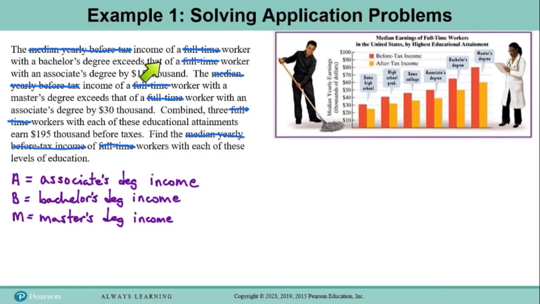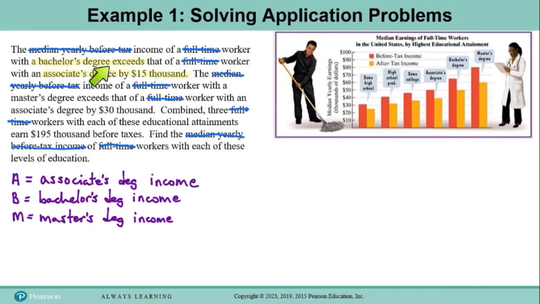So the income of a worker with a bachelor's degree, that's represented by the variable B, exceeds that of a worker with an associate's degree by $15,000. So they're saying that the income of the worker with the bachelor's degree exceeds that of the worker with the associate's degree by $15,000. So the word exceeds makes you think of which math operation: add, subtract, multiply, or divide. So of course it's addition.